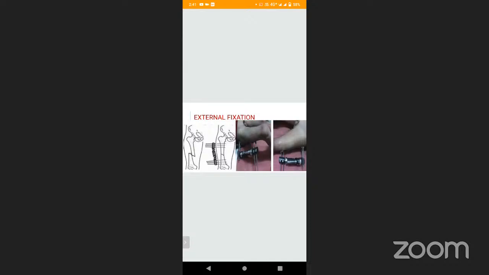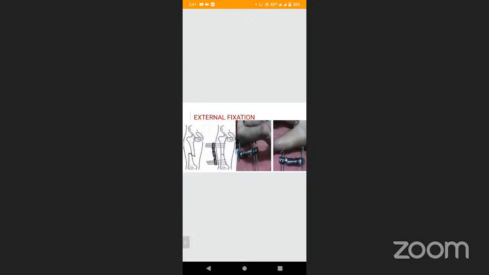Comminuted fracture. Not comminuted. Comminuted means the bone is shattered. External fixation is done. Anybody else? Can you answer? Tell me. What type of fractures do we give external fixation?